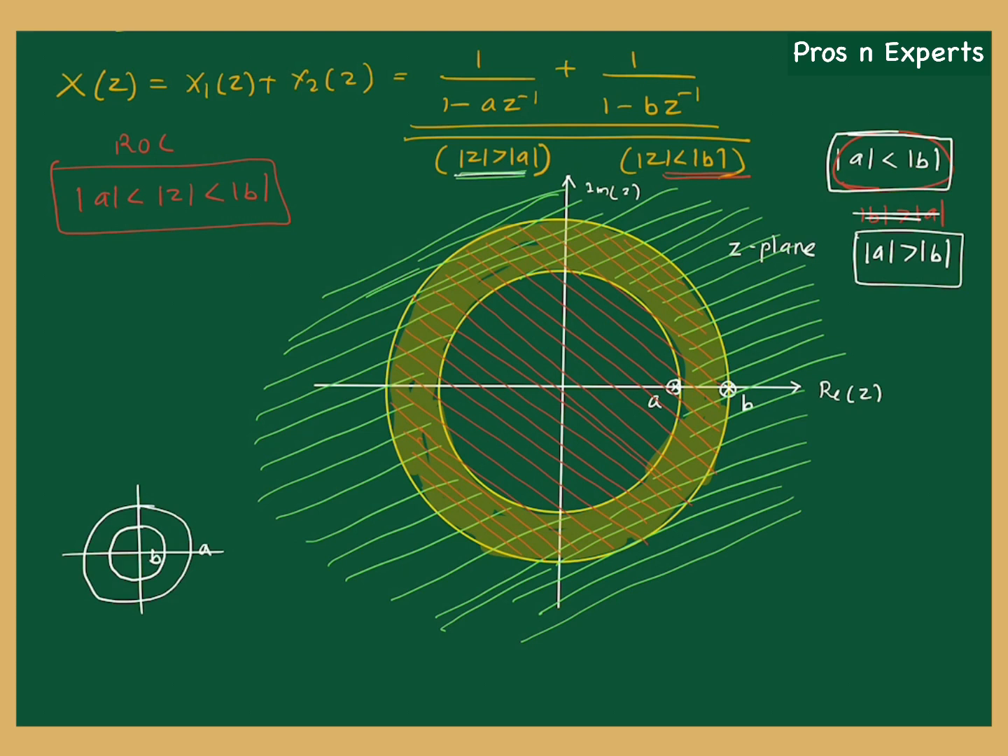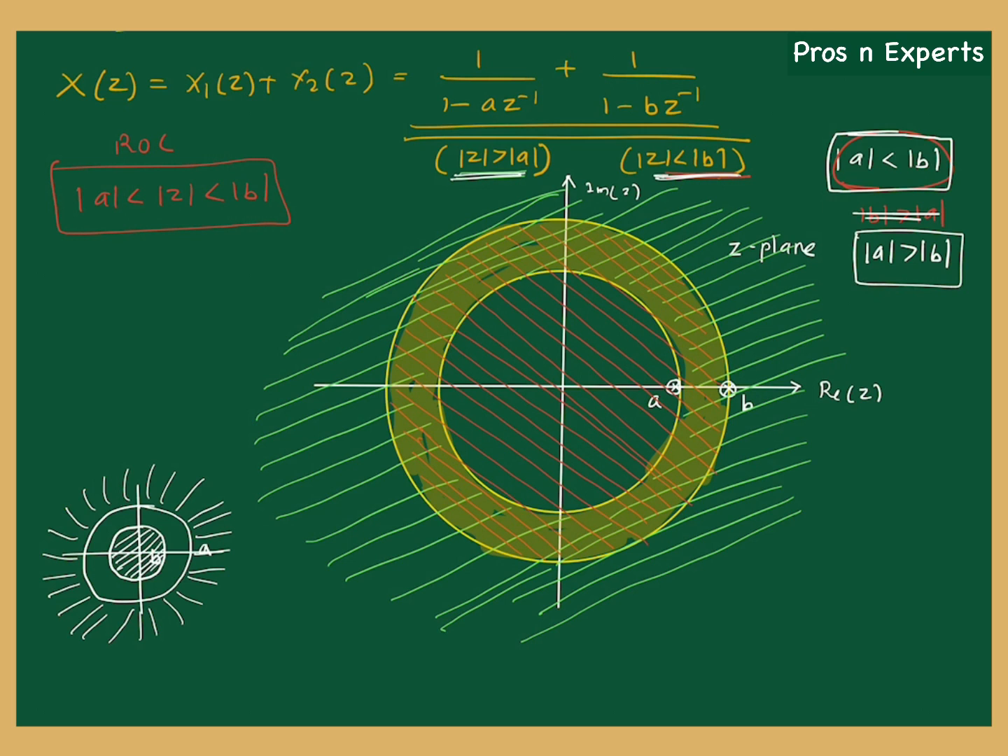So what happens to mod z greater than mod a? Mod z greater than mod a means this will be the ROC for the first term, the right-sided signal term. And what happens to the second term, mod z less than mod b? It will be this region.